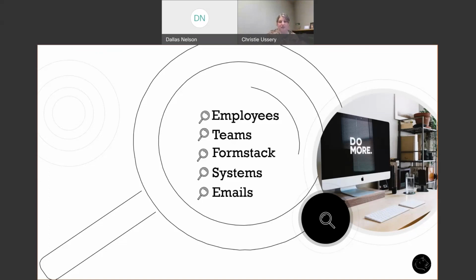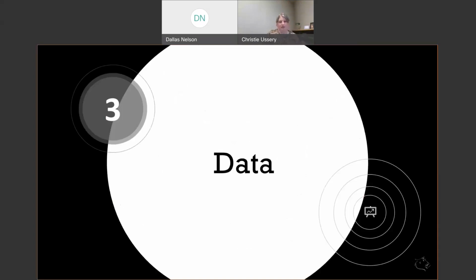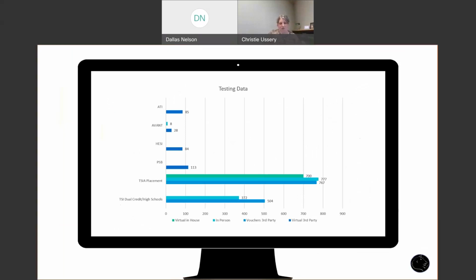So that brings me to my data of the day. Since this is a data camp, we have to present our data as well. On the very bottom, you will see a legend that shows the virtual in-house, our in-person, the vouchers we sent out, and then our virtual third parties that we did. So the ATI, HESI, and PSB all went to our third parties. We had to send them to the actual company that was administering them in order to get them done virtually. We did not have any hand in proctoring those.